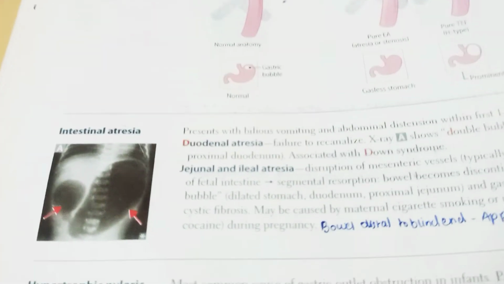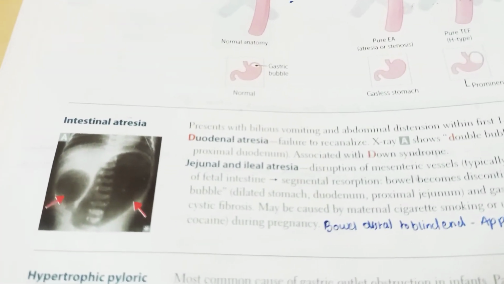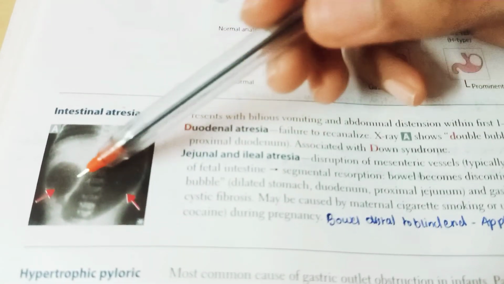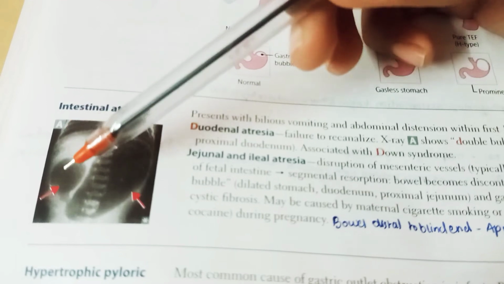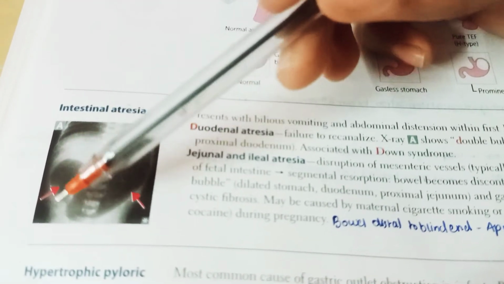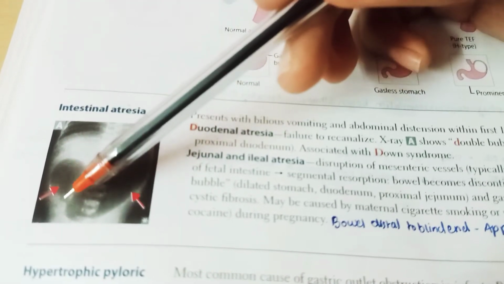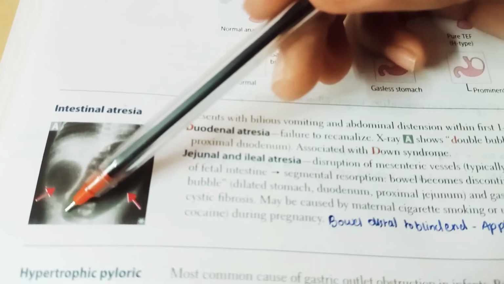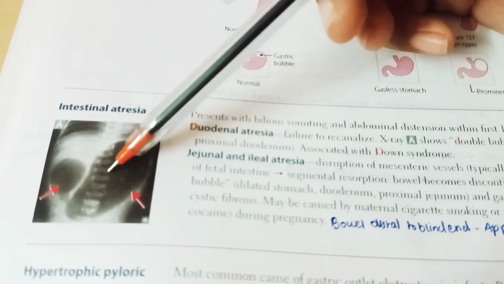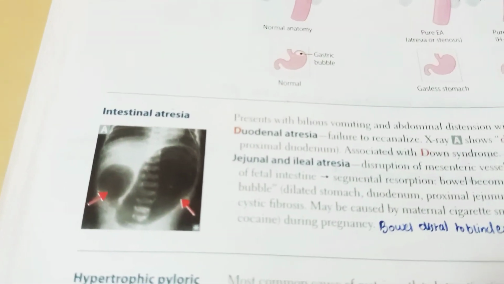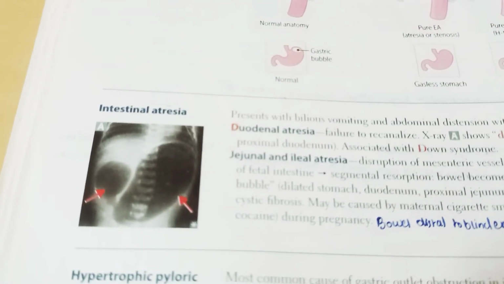Now coming to intestinal atresia. First is duodenal atresia. You can see the double bubble sign on X-ray, because the stomach will get blown up and the distal part of the duodenum will get blown up, because there's a constriction in the duodenum. That's why it is duodenal atresia. As there is atresia of the duodenum, you can see how they are bulging up, and this is seen just after 2 days of life.